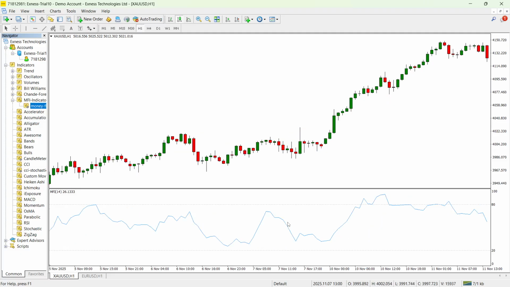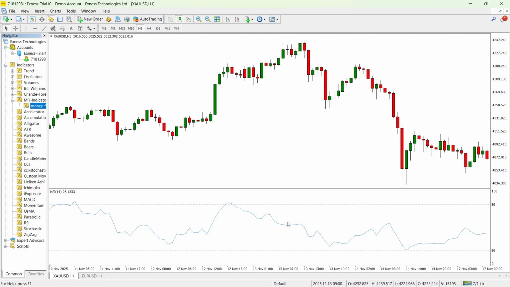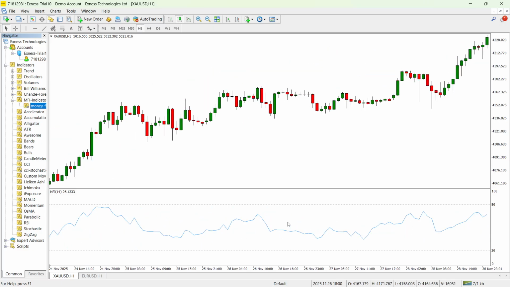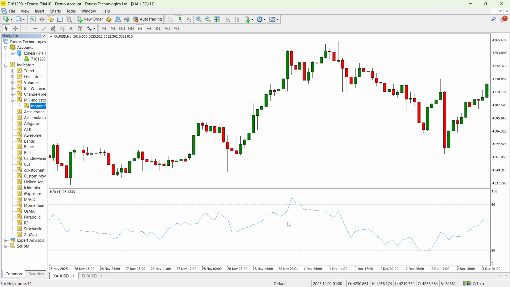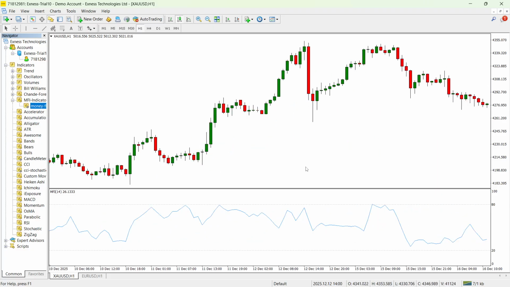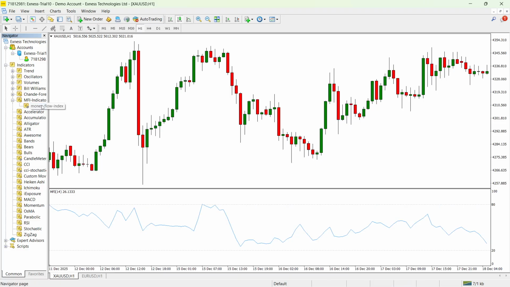When the oscillator climbs above 80, it suggests overbought conditions and potential buying exhaustion. When it drops below 20, it signals oversold conditions and potential selling exhaustion. The area between 20 and 80 is considered the neutral zone, where neither strong buying nor strong selling pressure dominates, and moves above 50 indicate overall buying pressure, while readings below 50 suggest selling pressure.